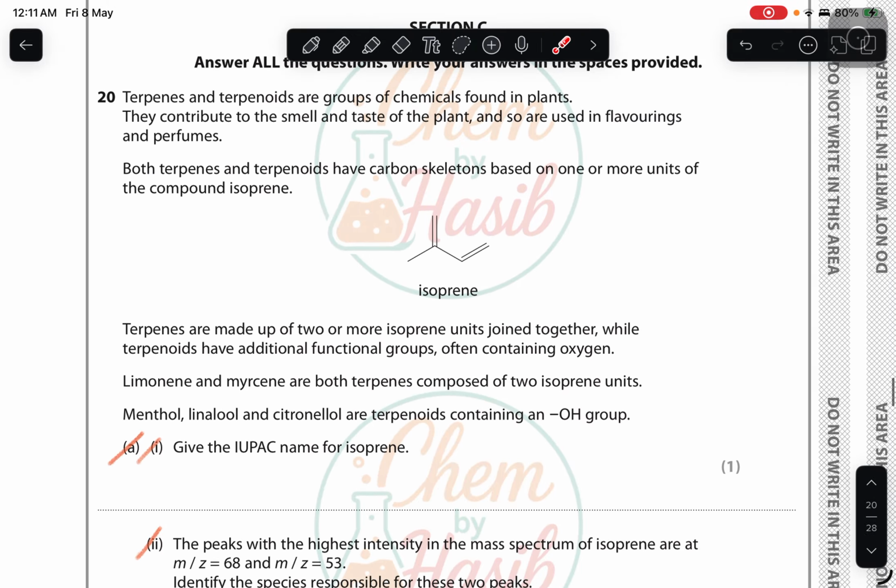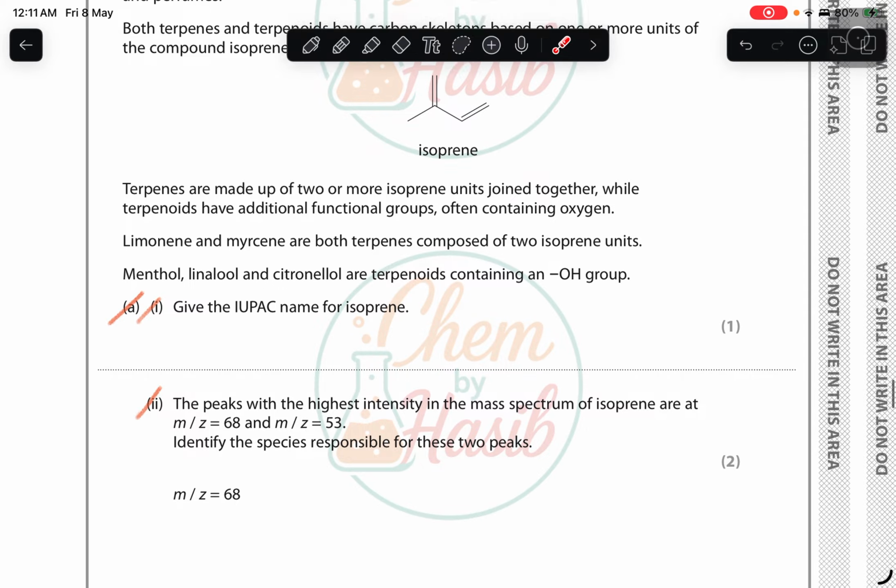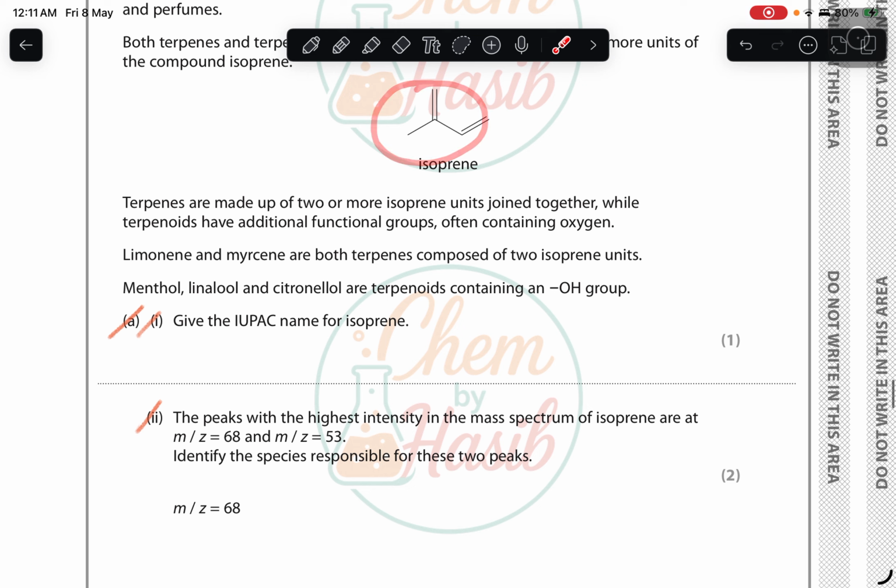It says, give the IUPAC name for isoprene. Let us look at isoprene. Isoprene is this compound. If you look here, there are 1, 2, 3, 4 carbon atoms in the longest chain. So there's carbon number 1, carbon number 2, carbon number 3, carbon number 4. There's a double bond between carbon 1 and 2 and between 3 and 4, and there is a methyl group on carbon number 2. So this is the longest chain, and that's the alkyl group on carbon number 2.